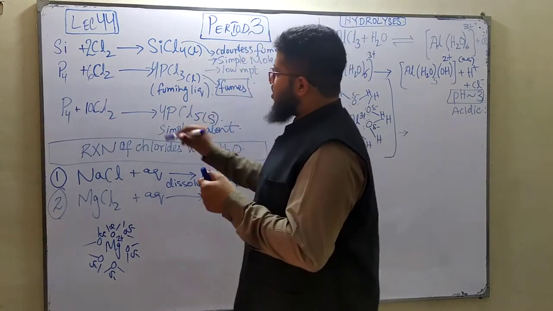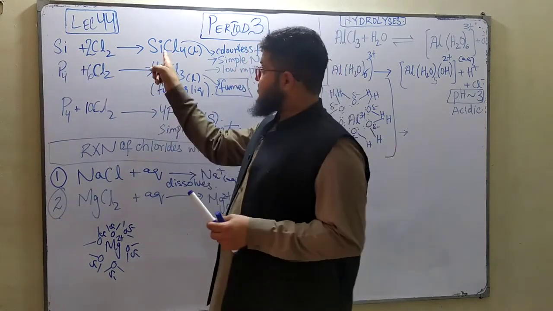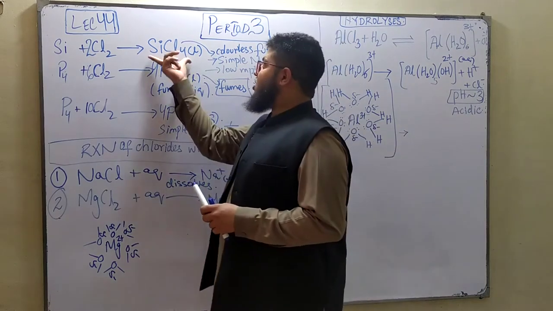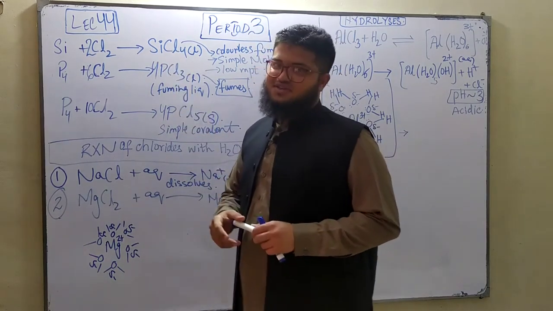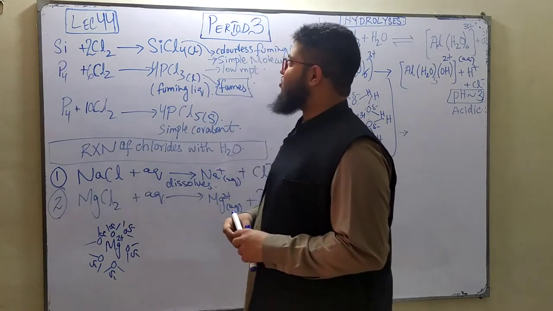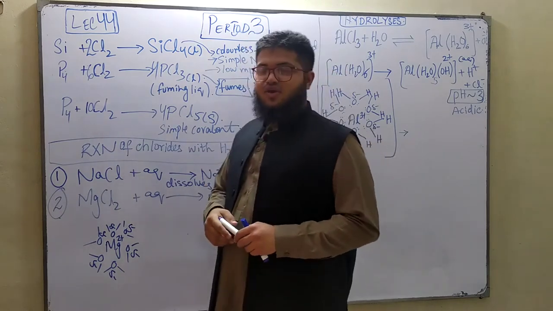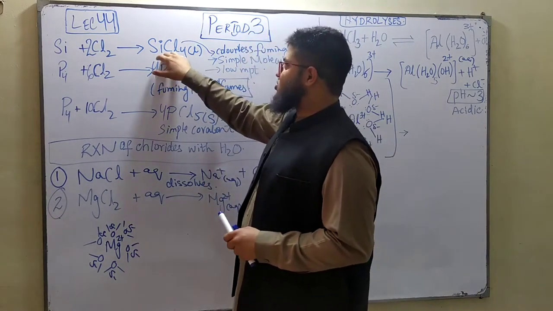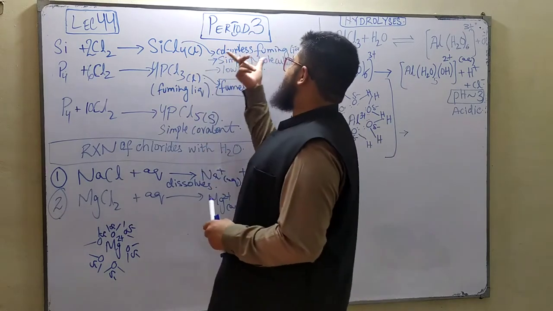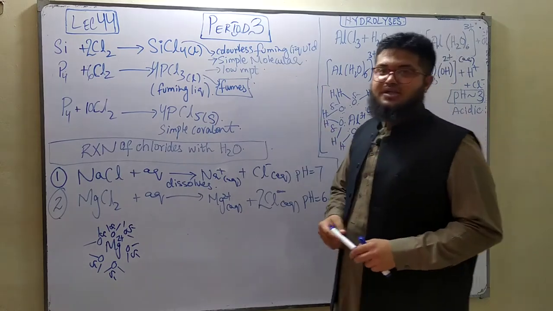Let's get started now. Silicon, when it reacts with chlorine, will form SiCl4, silicon tetrachloride, and this silicon tetrachloride is not actually a giant covalent structure. That's the interesting fact over here. Silicon tetrachloride actually is a simple covalent structure. It has weak van der Waals forces which are responsible for its melting point. Therefore, it is a colorless fuming liquid. It is simple molecular and has a low melting point.